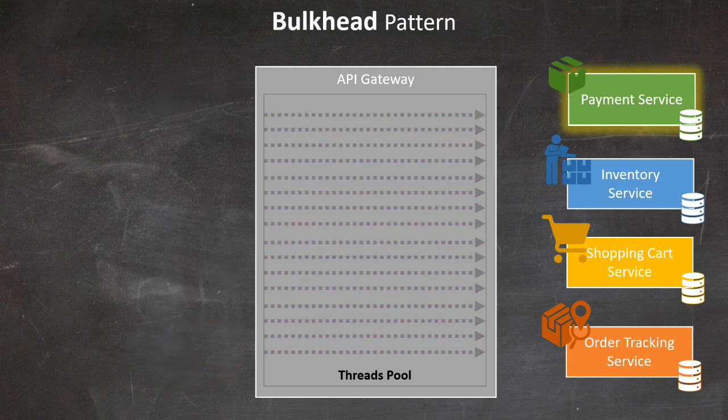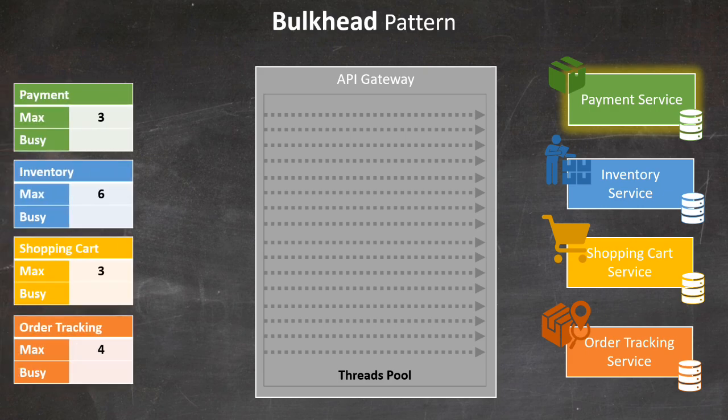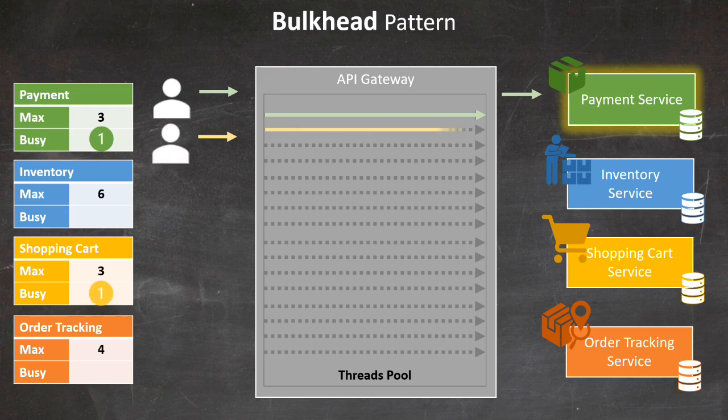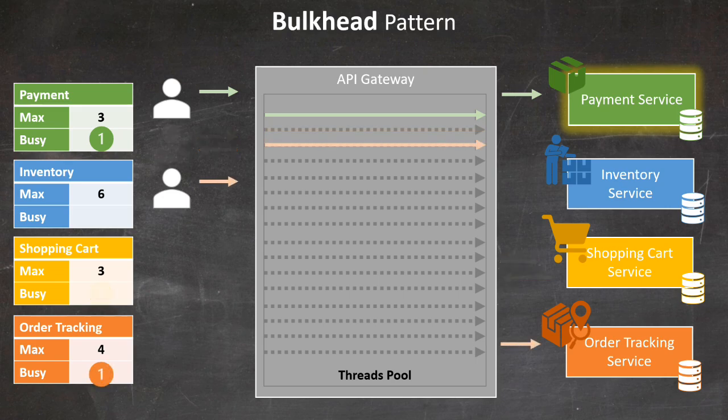Now, let's see how the bulkhead pattern solves this problem. The key idea of the bulkhead pattern is to allocate a maximum number of threads to each service based on their forecasted load. This creates isolated pools of resources for each service. When a payment request comes in, it's allocated to the payment service's thread pool. A shopping cart request is handled by its dedicated pool. Similarly, an order tracking request goes to its own set of threads.